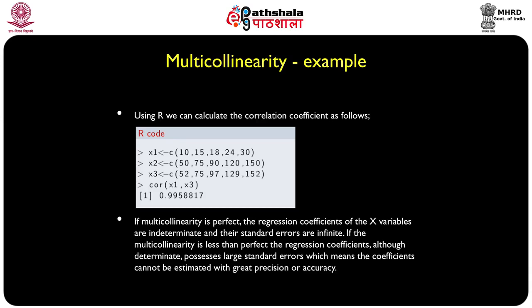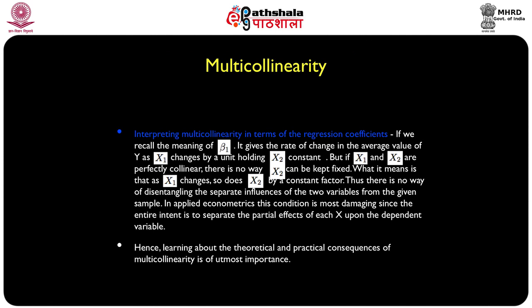If multicollinearity is perfect, the regression coefficients of the x variables are indeterminate and their standard errors are infinite. If the multicollinearity is less than perfect, in other words, if there is partial multicollinearity, the standard errors corresponding to the estimates of the regression coefficient are large, which means the coefficient cannot be estimated with great precision or accuracy.